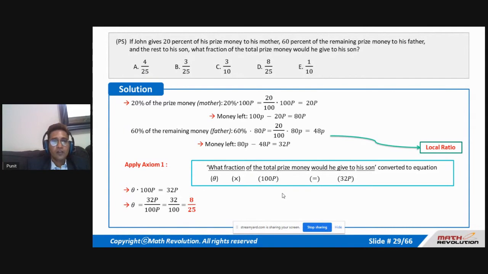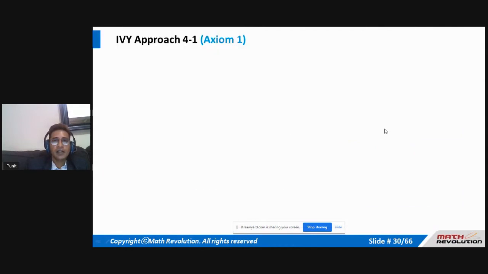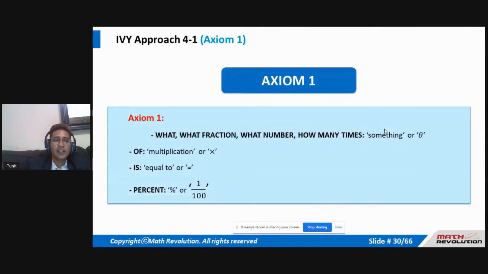So Deepak, Rohit, Tushar, Sukanya, Arpit, and Shruti all are correct. So the final answer goes as 8 over 25. D is the correct answer. Now let's talk about the axiom 1, which we have recently applied. It's very basic, but most important and useful.